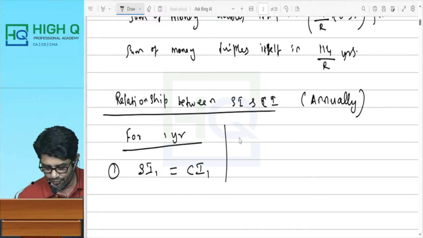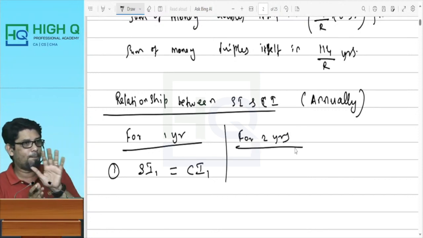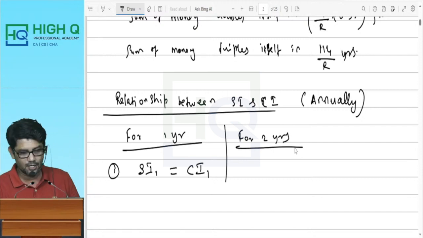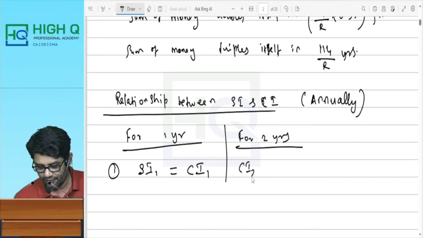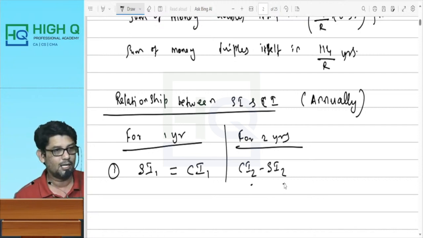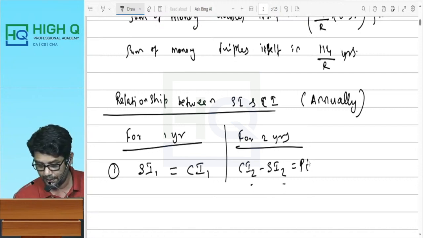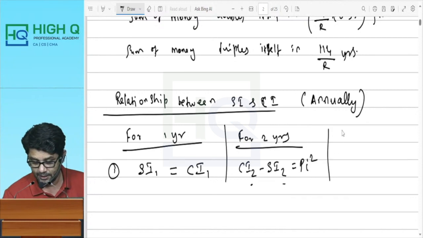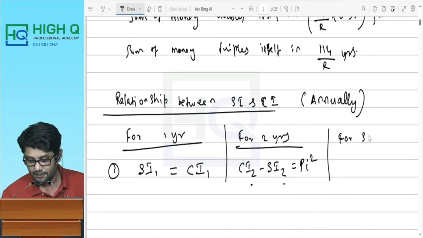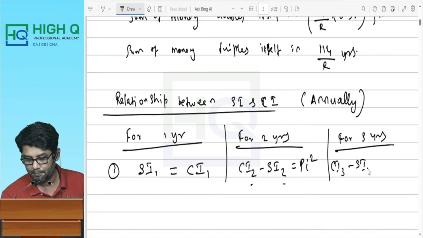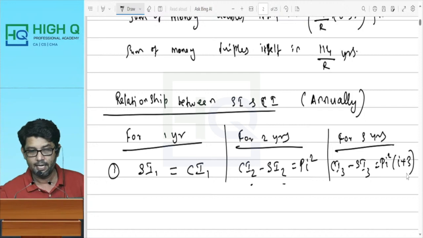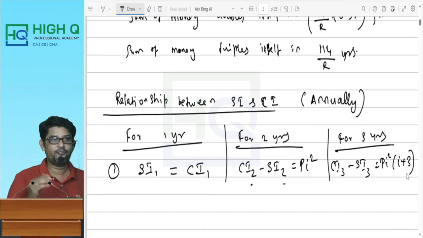Next, for 2 years, always remember compound interest is more than simple interest. So for 2 years, the difference between compound interest and simple interest, this 2 stands for number of years, is equal to P I square. Next, for 3 years, the difference between compound interest and simple interest is P I square into I plus 3.